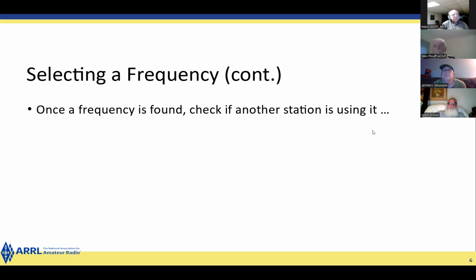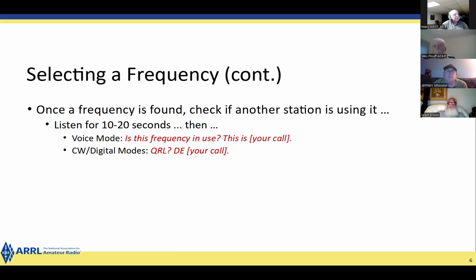And again, as I was saying, check to make sure that you're not interfering with another station that's being used. The thing in voice, you're going to say, is this frequency in use? And you identify with your call sign. In code, you're going to send a QRL.